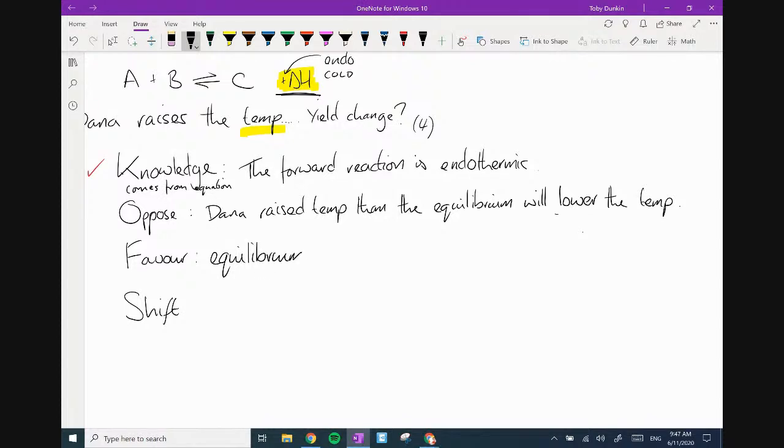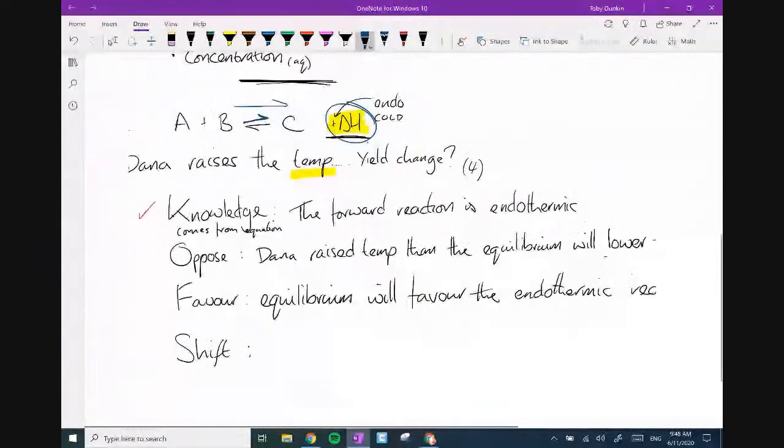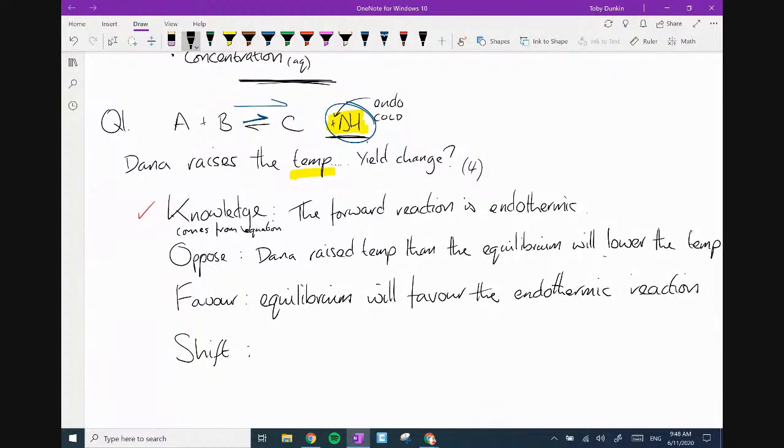Equilibrium will favor, and you've got to use that word. Favor the endothermic reaction, which is the cold reaction. It's trying to make it cold, so it will favor that one. Yeah, favor endothermic reaction. So let's now go on to here, and we go, right, we know that this one is the cold reaction here. That's the cold because it told us over here. Yeah, so it's going to favor that, making it bigger, pushing it from left to right. So we go, the shift is always in left to right.